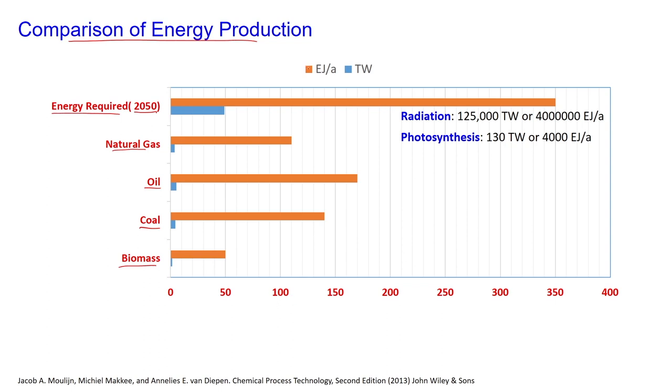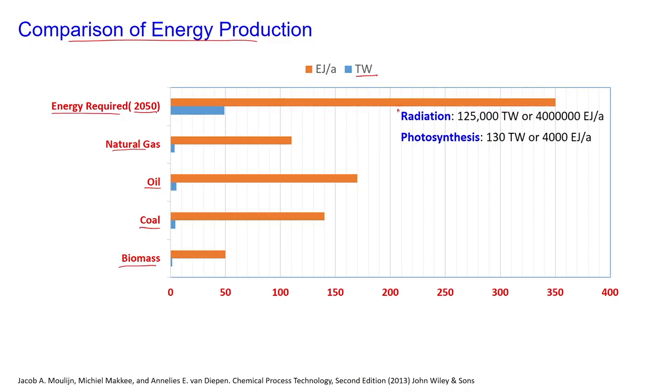This is in exajoules per annum. What does exajoules per annum mean? It means how much energy is liberated per annum worldwide. And what is this TW, terawatt? It is the conversion into power, how much power is liberated. These two, radiation and photosynthesis, are from the sun, so this is not to be confused with this graph. The sun's rays, around 125,000 terawatt, strike the earth, which corresponds to roughly 4 × 10⁶ exajoules per annum.